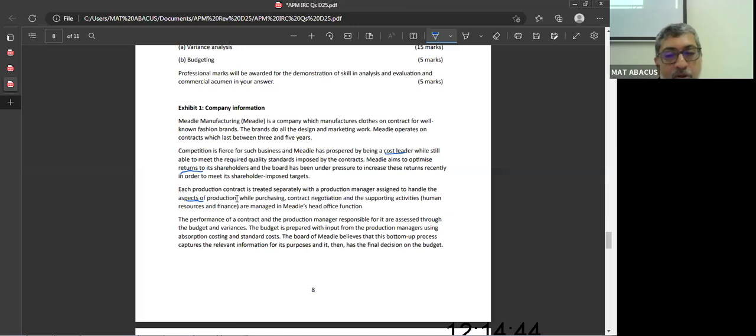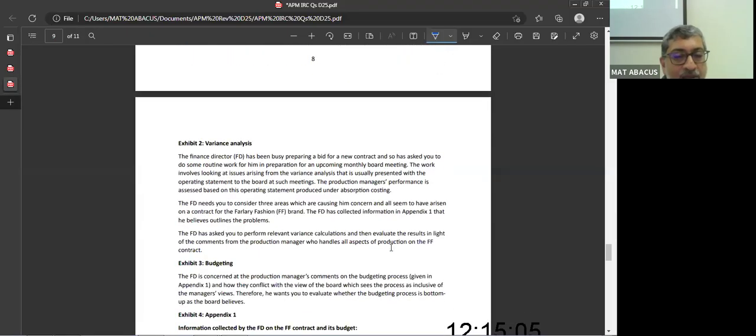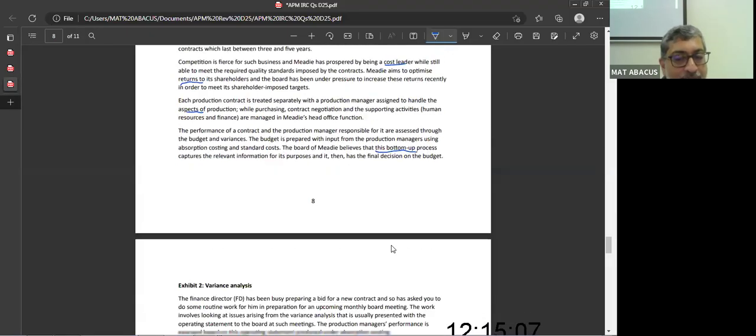Performance of a contract and the production manager responsible for it are assessed through the budget and variances. The budget is prepared with input from the production managers using absorption costing and standard cost. And the board of MEDI believes it's a bottom-up process that captures the relevant information for its purposes, and it then has the final decision on the budget. Right, so this is more of generally what's happening.